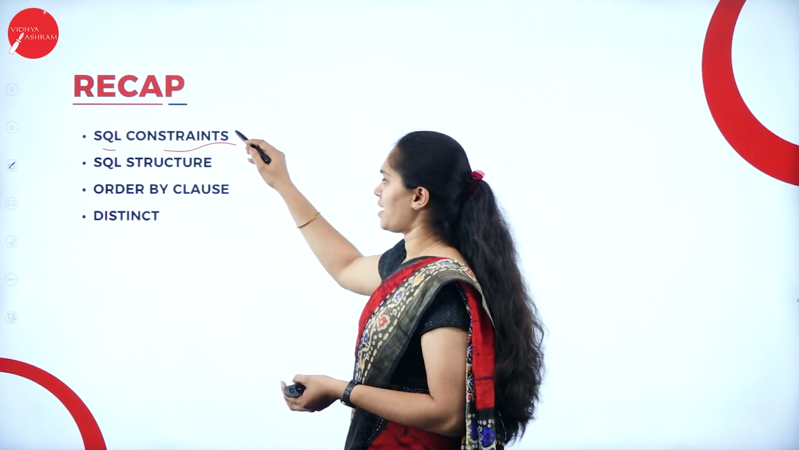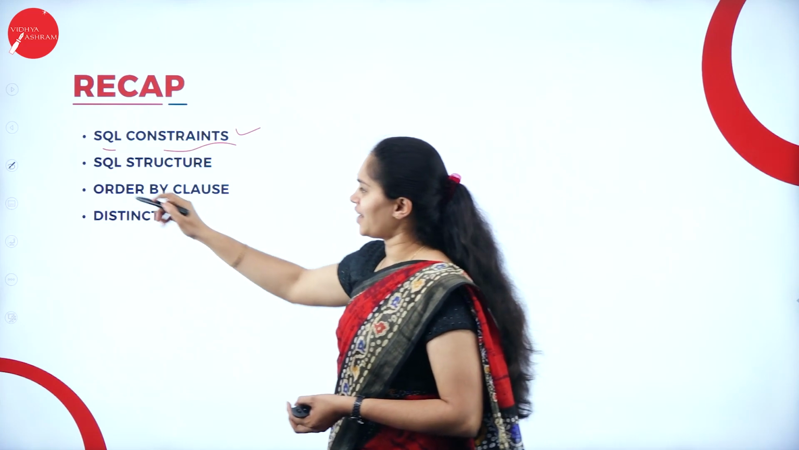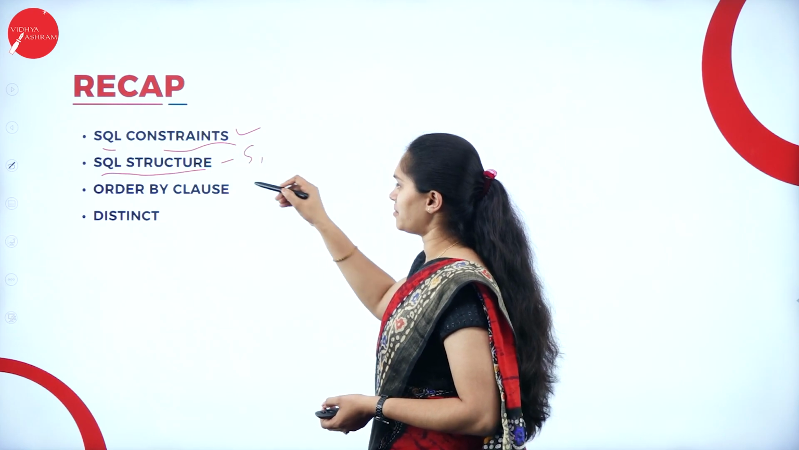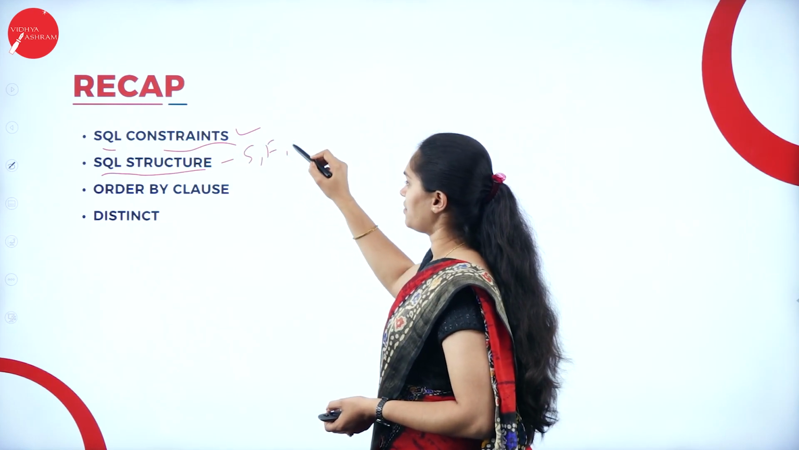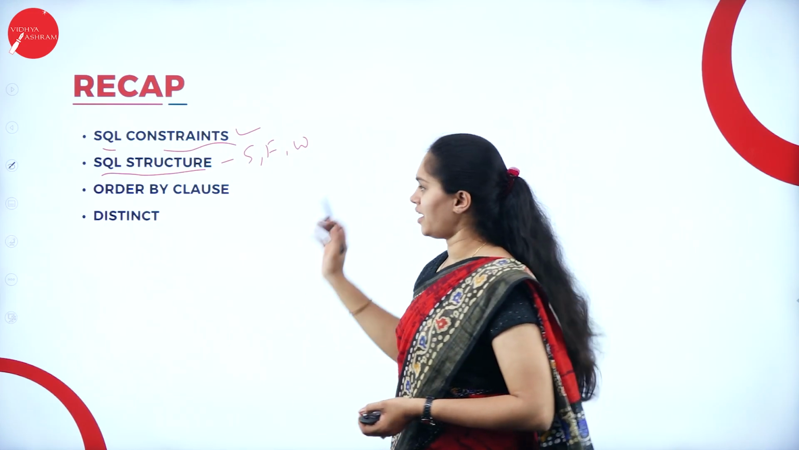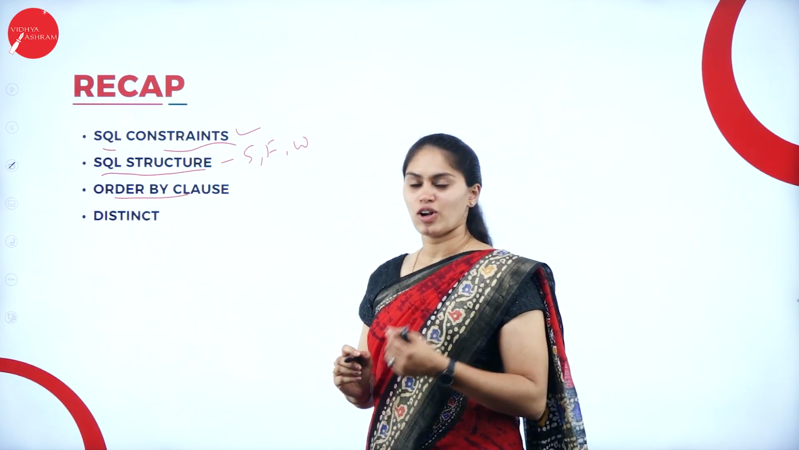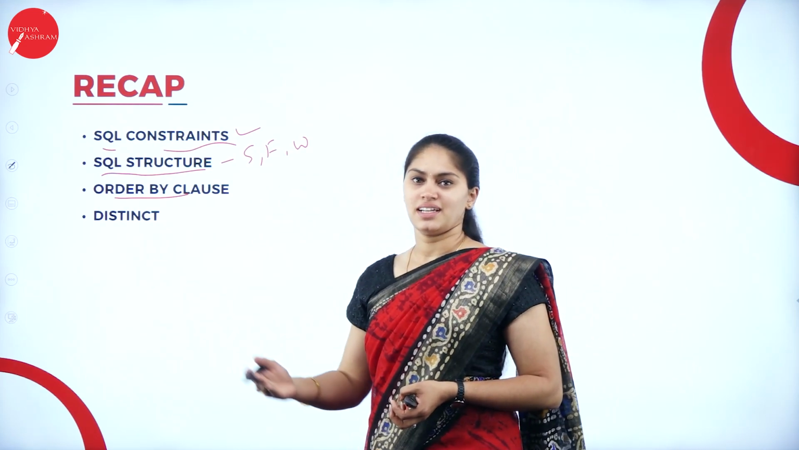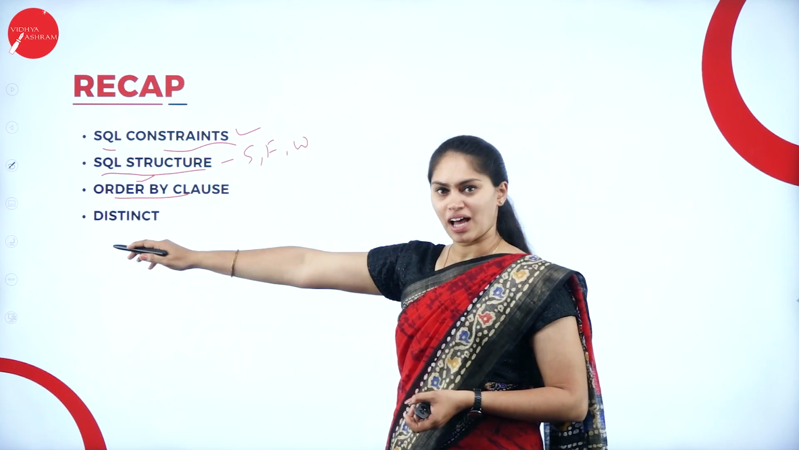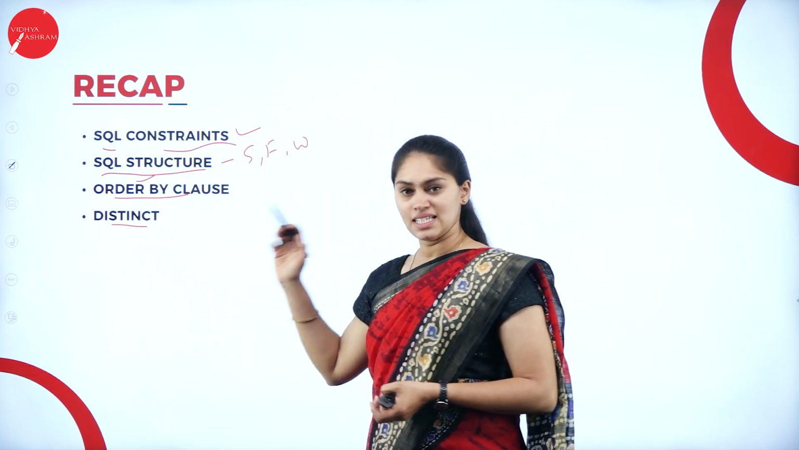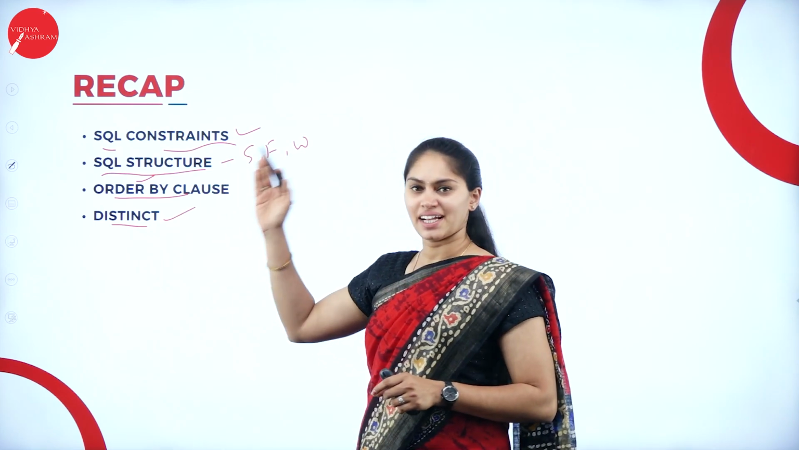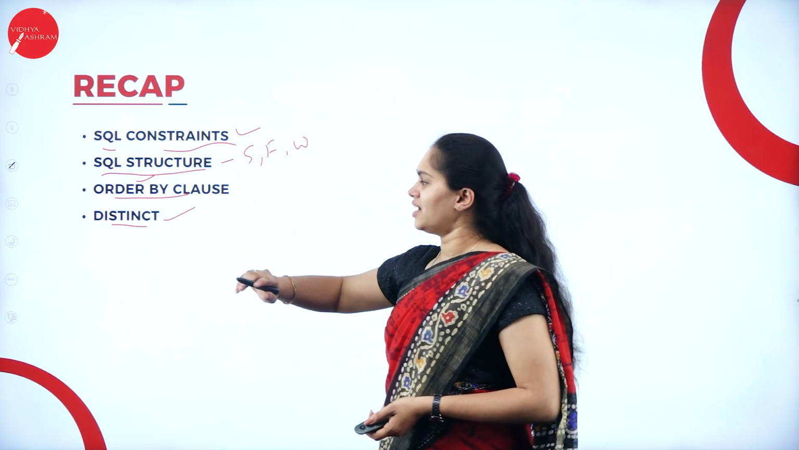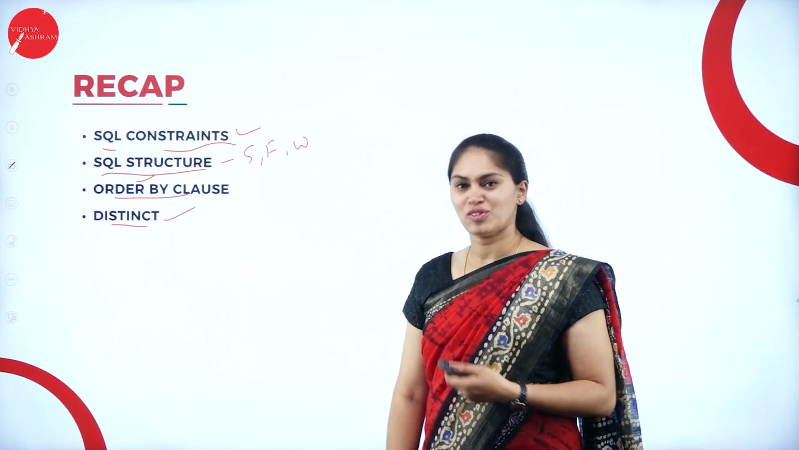That is what I discussed about the constraints of SQL, and we also got to know about the SQL basic structure. It comprises the select statement, select, from, and we have to mention a predicate called where. I also discussed the order by clause, used when you want to sort data in a column in ascending or descending order. We also have distinct, to identify the unique data in a particular column. That is the recap of my previous sessions.